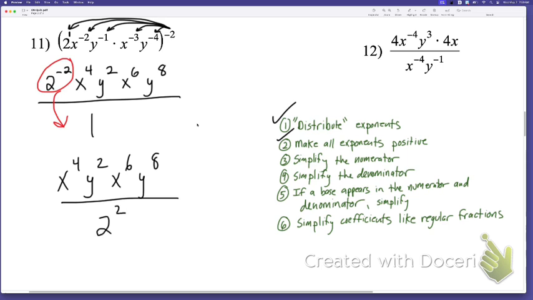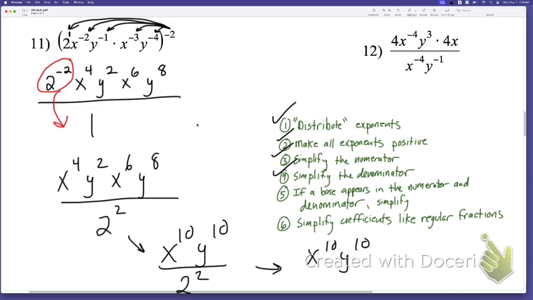Okay, simplify the numerator. So we can multiply x to the 4th times x to the 6th to get x to the 10th, and we can multiply y to the 2nd times y to the 8th to get y to the 10th. So we'll have x to the 10th, y to the 10th, over 2 to the 2nd. Simplify the denominator. 2 to the 2nd is 4. So the final answer is x to the 10th, y to the 10th, over 4.